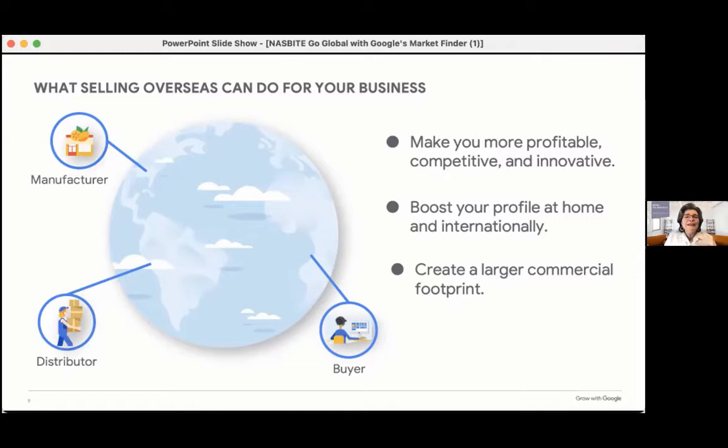Selling globally can boost your business profile both at home and abroad. As you expand into new markets, you create a larger commercial footprint. The image on the left here shows you a manufacturer, a distributor, and a buyer located in different parts of the world. So this is how business is conducted these days.